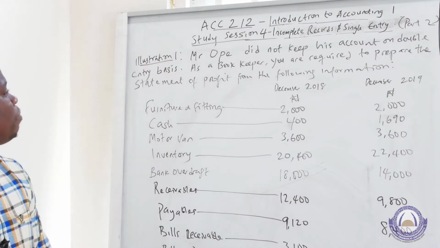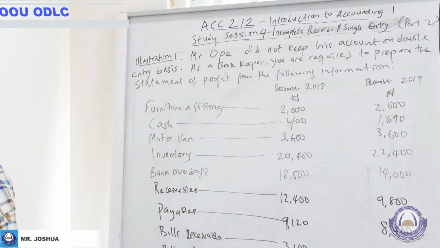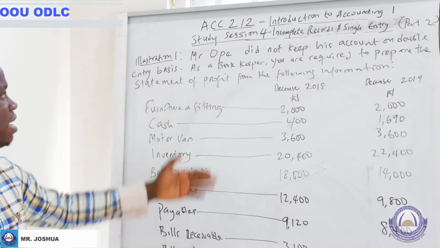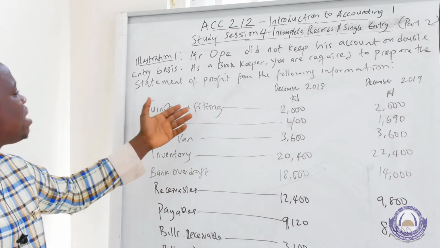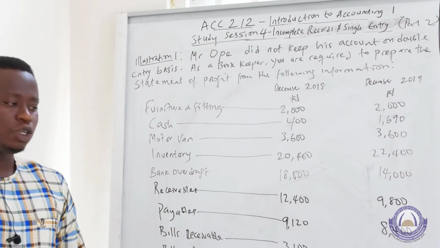So this is a practical illustration of one Mr. Okpe that did not keep his account on a double entry basis, and he has consulted you as a bookkeeper to prepare the statement of profits based on the following information.